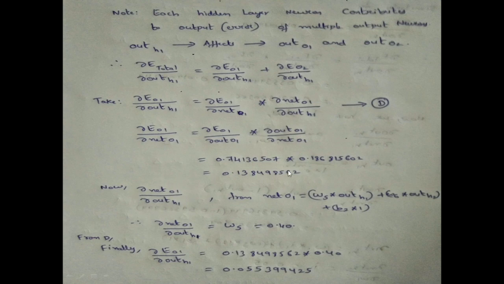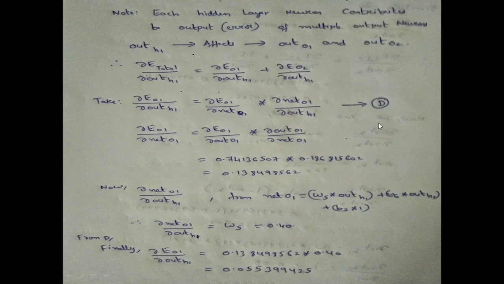We already know that the net input to the output neuron 1 is W5 into the output value of the hidden neuron H1 plus W6 into the output value of the hidden neuron H2 plus the bias value B2 into 1. Partially differentiating this, again we get only W5, because all the other values are treated as constant. So the change in the net input of the output neuron 1 with respect to the change in the output value of the hidden neuron 1 is given by W5, which is 0.40 in our assumption.